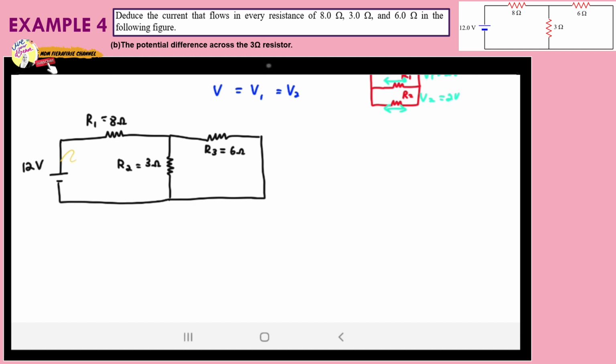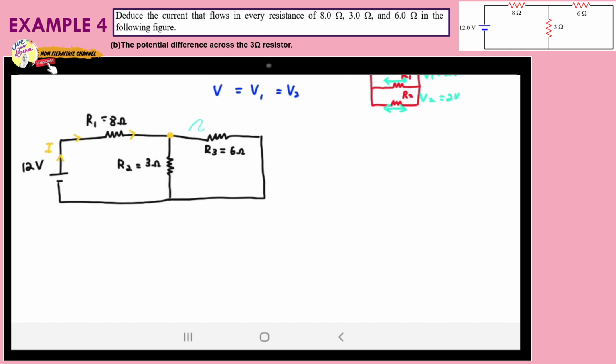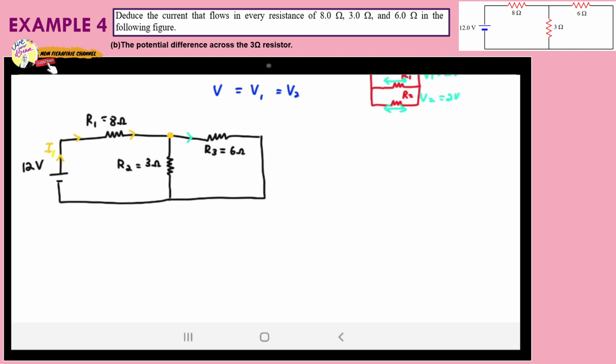Okay, so look at here. Current must flow from the positive terminal to the negative terminal. So this is the flow of current. So I passes through R1. And when the current reaches the junction, you can look at here, the current splits into two parts. Okay, so saya tukar color. So this is another I. Kita namakan yang warna kuning ni I1. So the yellow color is I1, and the first is I2. Okay, and this is I3.